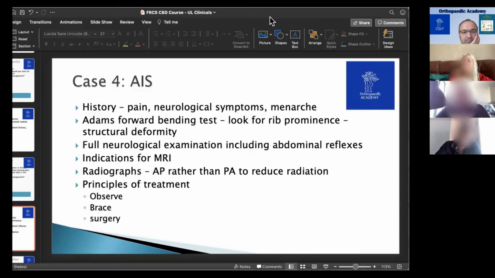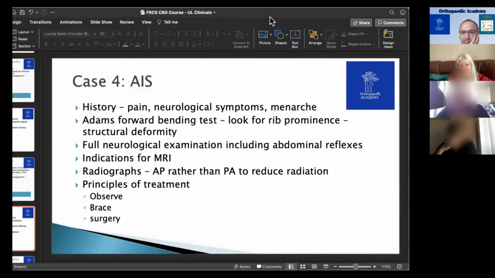So this is a clinical exam, so you may not get to this, but you've got your choice of observation, bracing, and surgery. If you're going to observe, you need to be able to say how often you're going to review them. We used to review them every 6 months to see if they progressed. Then we went to 12.